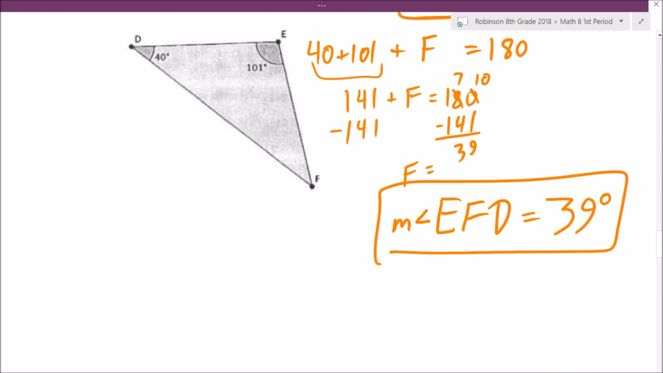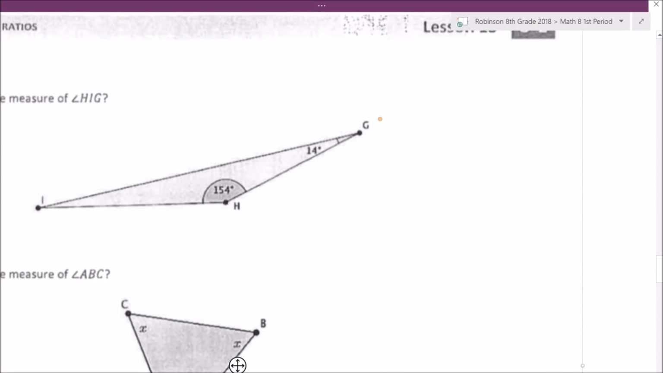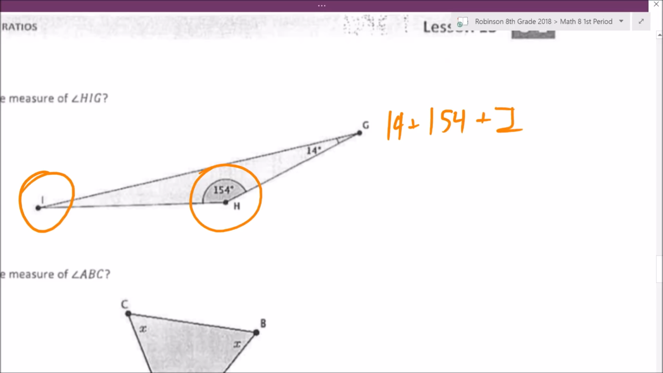Okay, we can turn to the next page. This one looks very weird. Let's see what it is. We have, what is the measure of angle HIG? So I go from H to I to G. So it's this angle down here. Okay, it's the same thing. I take G, my angle up here, that's 14. I add my next angle, plus 154. I add my last angle. I don't know it, so I'll just call it I, and it's equal to 180.